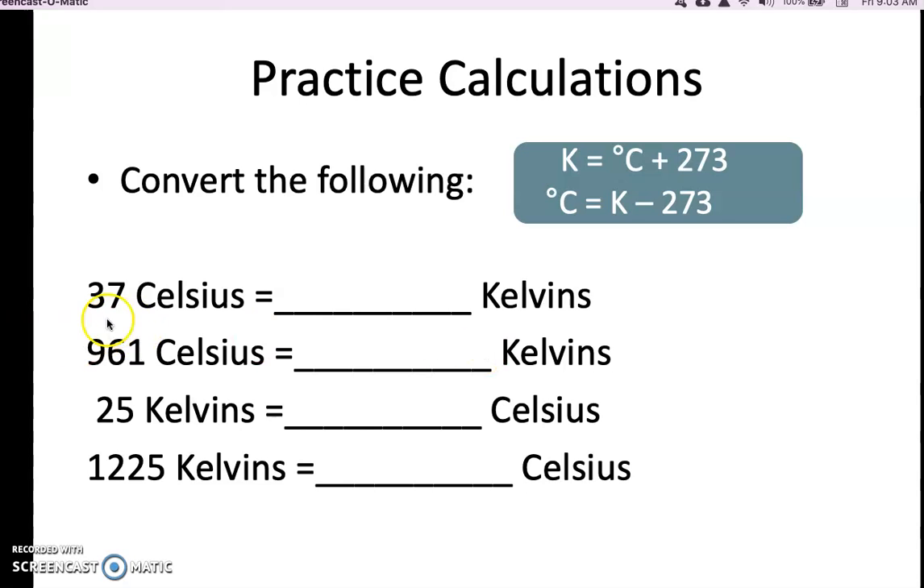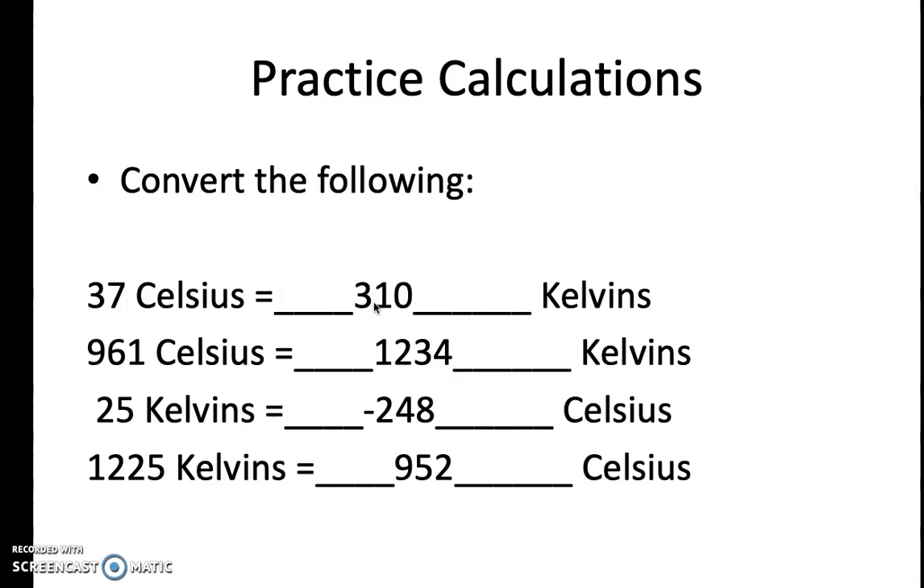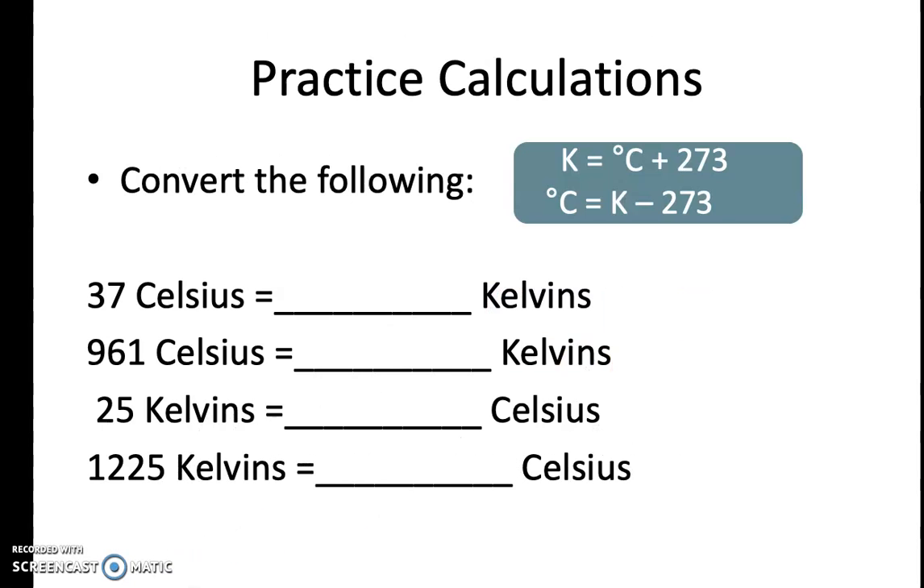Now, what we do is we have 37 degrees Celsius we want to convert to Kelvin. So simply, we take the 37 degrees Celsius, plug it into the calculator, okay, and we add 273 to it. So we get 310. Just type it in. We get 310 kelvins. Okay.